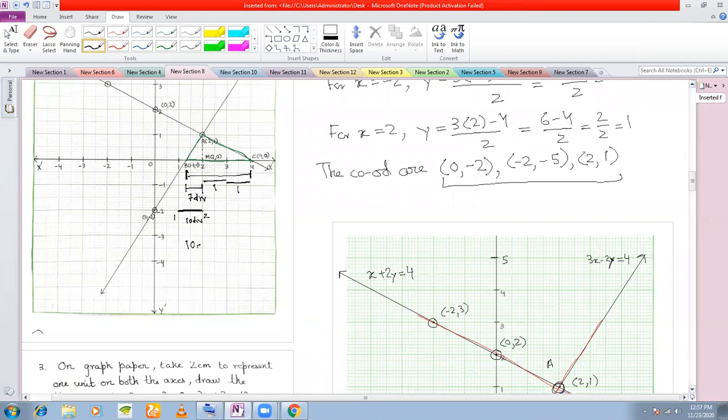10 divisions is 1 unit. Therefore, how much is one division? One division is 0.1, yes, 1 by 10, which is 0.1 unit. And what I see here is that I have 7 divisions, right? So how much should be the length here? The length should be 7 into 0.1, which is 0.7 units.